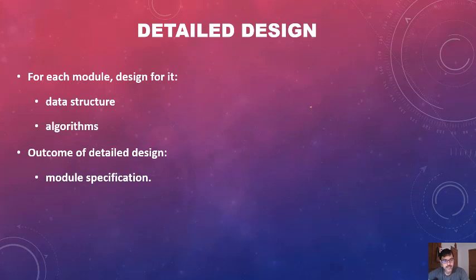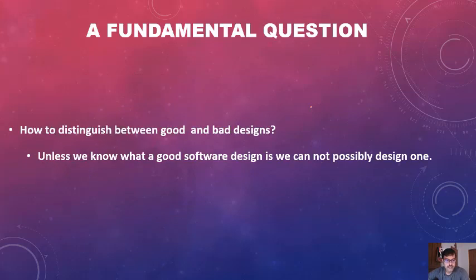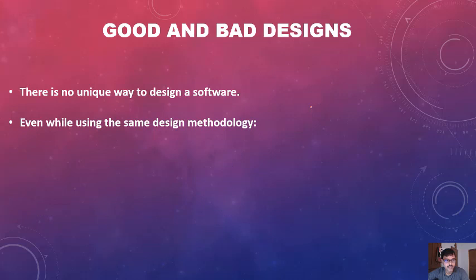The outcome of detailed design is called the module specification document. So the fundamental question is how to distinguish between good and bad design. How will you understand which design is good and which design is bad? Unless we know what a good software design is, we cannot possibly design software perfectly. So we should know the way to distinguish between a good design and a bad design.